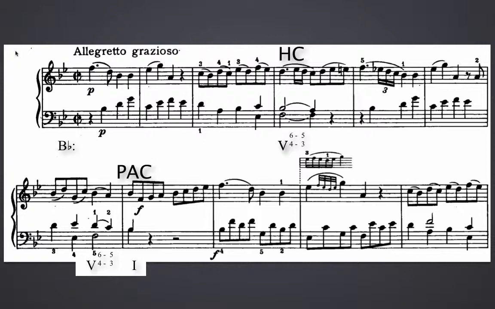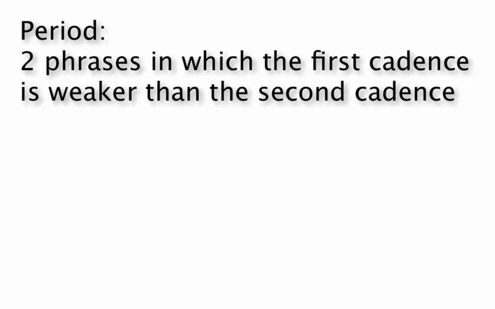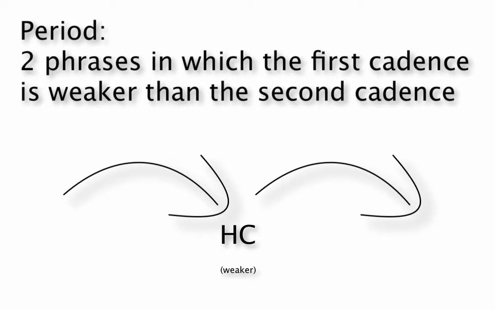cadence. This is typically what we refer to as a period structure. A period is any time you have 2 phrases in which the first phrase ends in a weaker cadence than the second phrase. Or another way to put it, the second phrase will end with a stronger cadence than the first phrase. In some cases, you could have cadences of equal value.